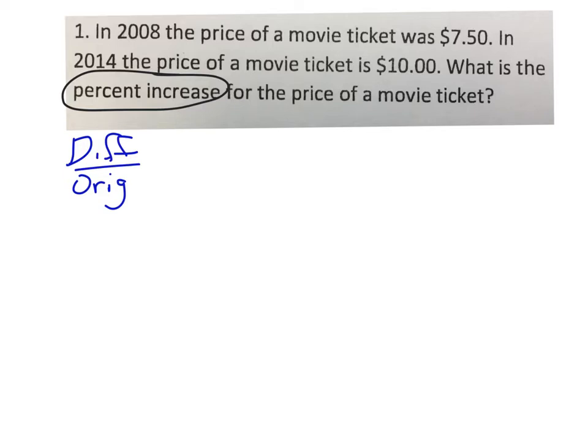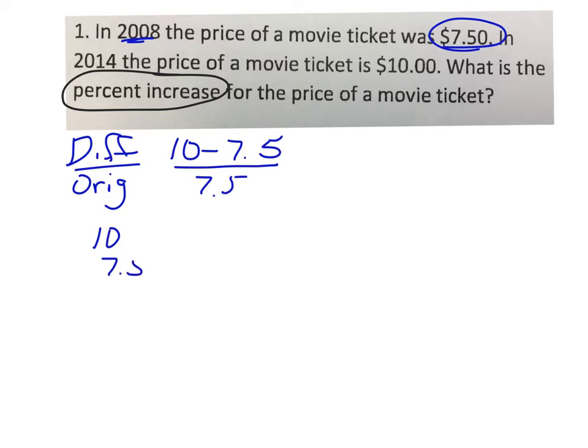So now we have $10 minus $7.50, and the original is the smaller number. Don't always assume it's the larger one because the original was earlier. It began at $7.50. So let's go ahead and do the math. $10 minus $7.50. You gotta add in that change. Line up the decimals when you're subtracting. And that is 250. So you have 250 divided by 750.